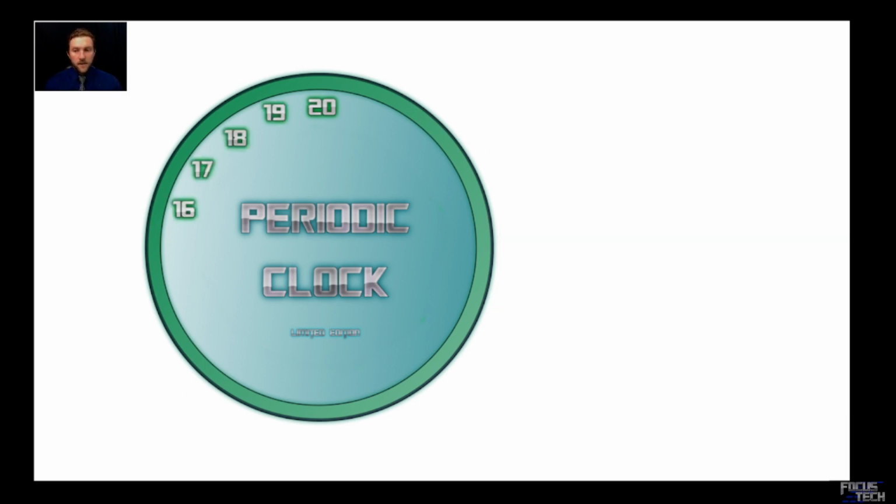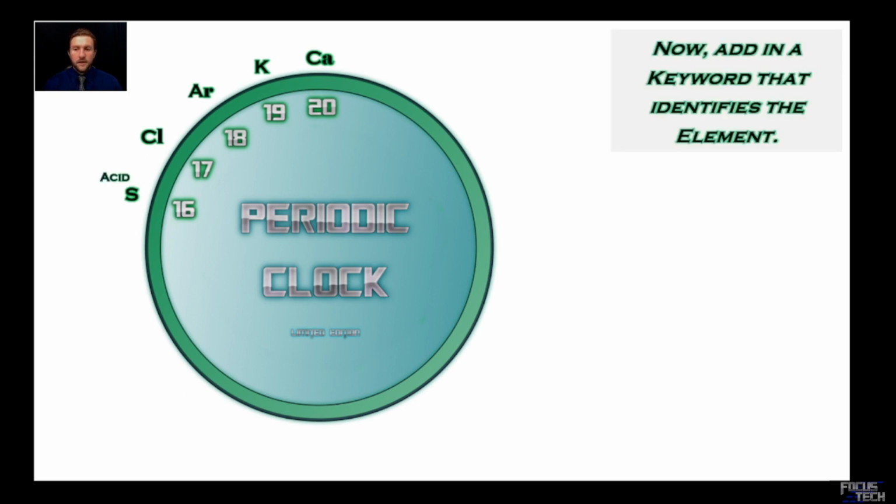Okay, recap, 16 to 20. So 16 S, 17 Cl, 18 Ar, 19 K, 20 Ca. Adding in our keyword, we had acid for sulfur, pools for chlorine, you could do welding for argon, maybe a banana for potassium, and you could do some milk for calcium.